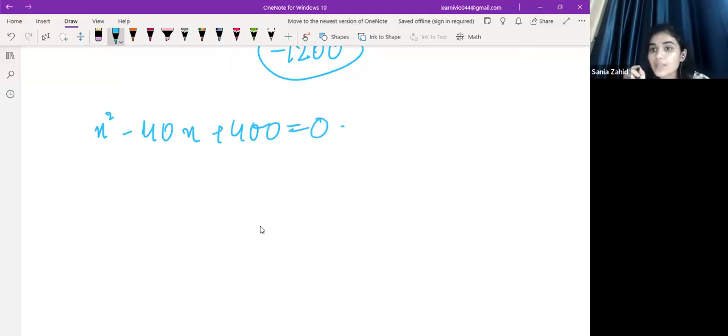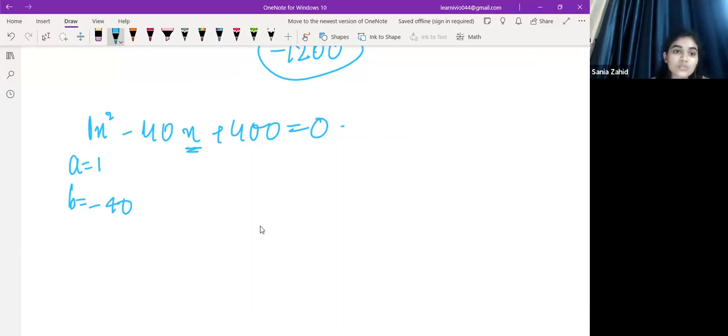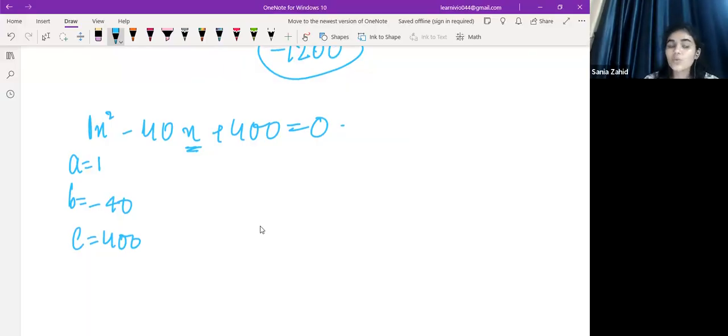The number that is attached with the x square is called a. So what is the number with x square? 1. So here a is 1. The number that is attached with x is called b. So here b is minus 40. The number that is not with any other letter, that is a constant number, is called c, which is 400. Right? Yes or no? Okay.